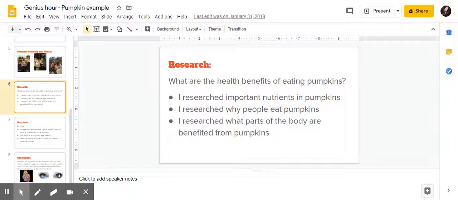So the research: what are the health benefits of eating pumpkins? My driving question again is the positive impact pumpkins have on people. I looked into the nutrients or the nutritional facts of pumpkins, and I researched why people eat pumpkins and also what parts of the body are benefiting from eating pumpkins.